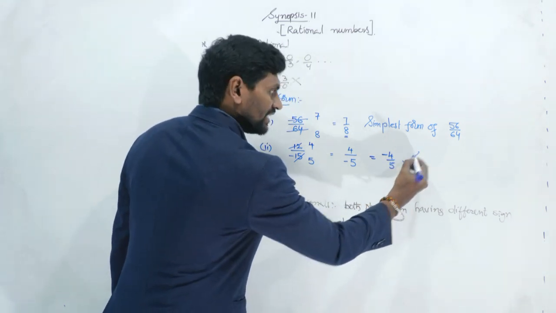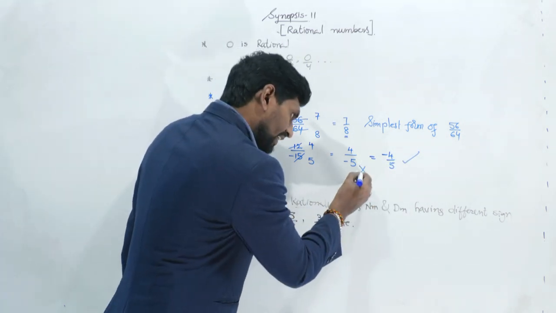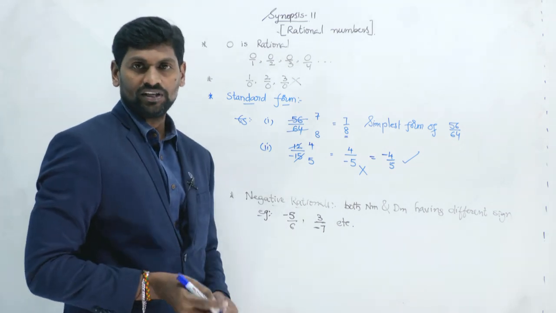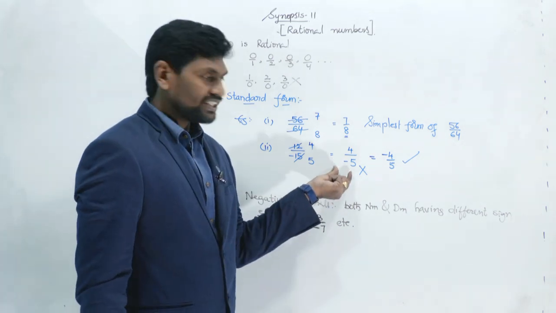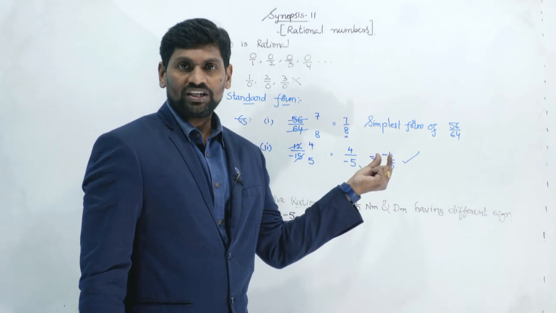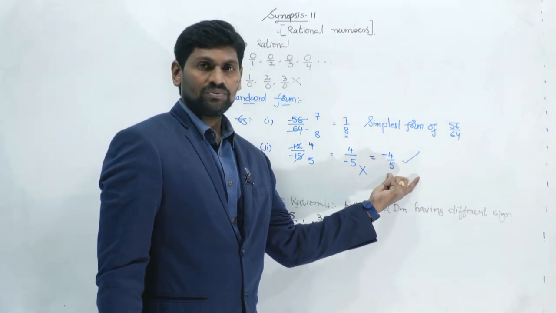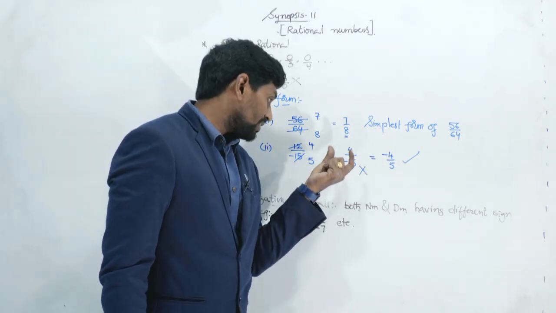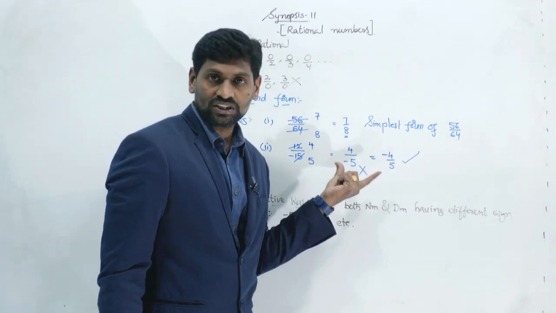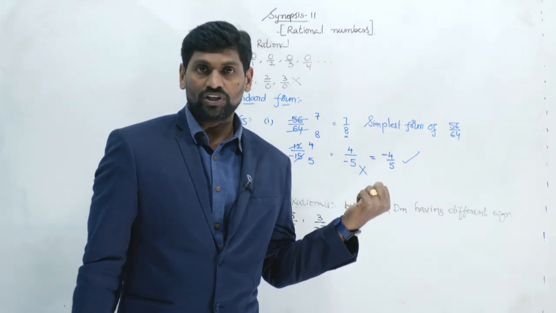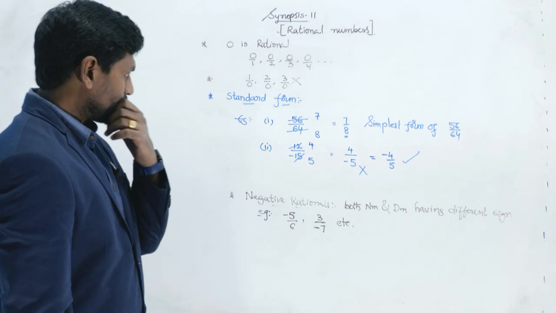Now this is in standard form. Before, it was not in standard form. The same negative we just moved to the numerator, and now it is in standard form. If you leave the negative symbol like this in the denominator, it is not in standard form.